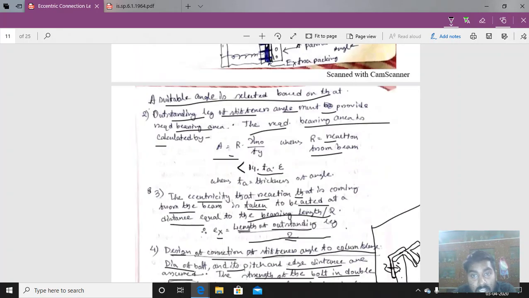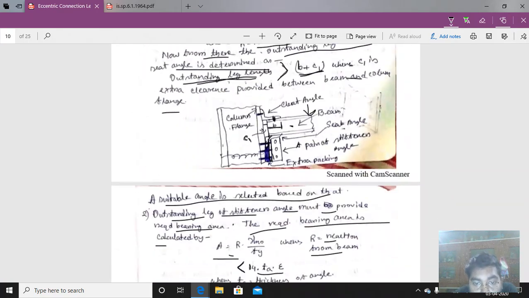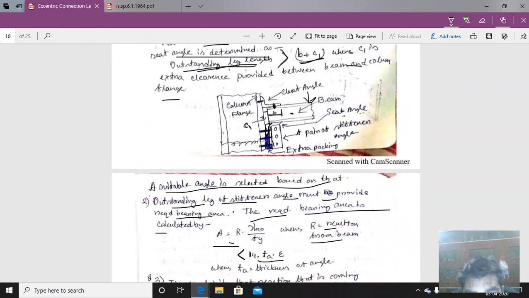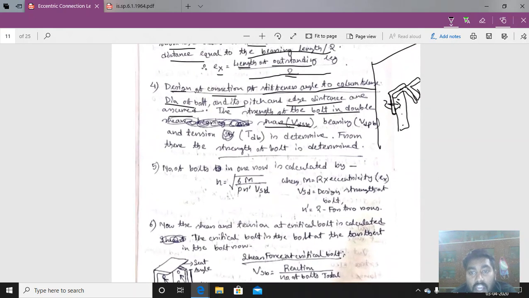As there is a butt connection, if you see this picture, it will be much clearer to you. This is the stiffener angle, this is the seat angle, this is the column flange, and this is the extra packing to fill up the gap. So here it is always a butt connection, so the double shear always has to be determined. Therefore bearing and tension are determined also. From there the strength of the bolt is determined.